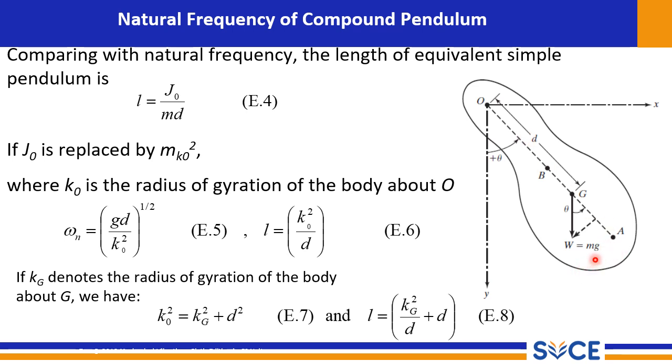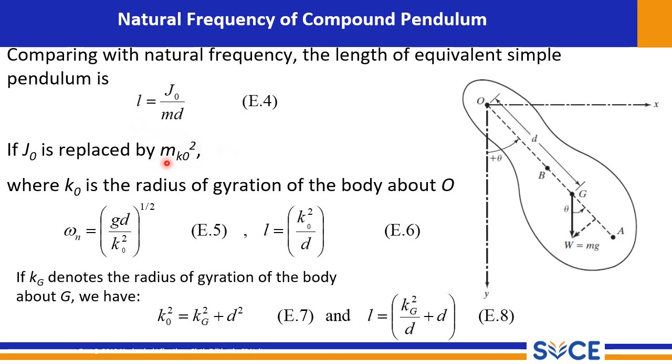The length of an equivalent simple pendulum is L. This length is defined as J naught divided by M D, where J naught is the mass moment of inertia about the pivot point, M is the mass, and D is the distance between the pivot and the center of mass. This equation allows us to find the length of a simple pendulum that would have the same natural frequency as our compound pendulum. Very important, you have to note that this length can be used to calculate the natural frequency of a simple pendulum the same as that of our compound pendulum.